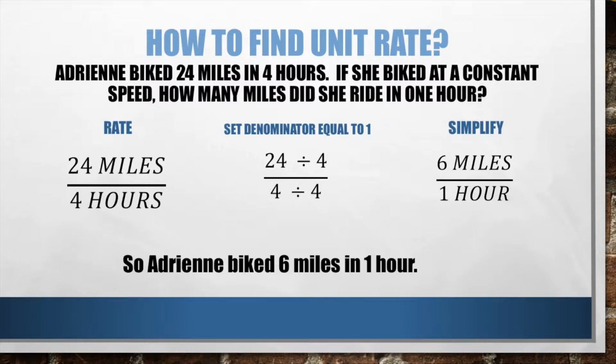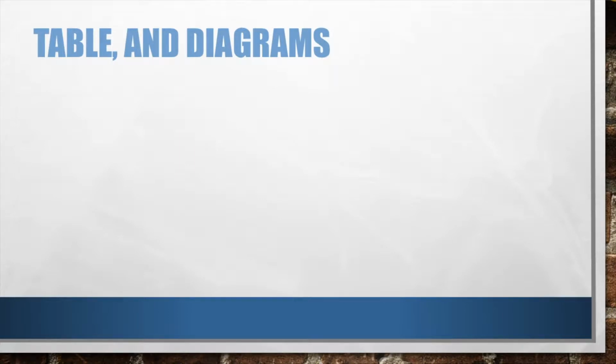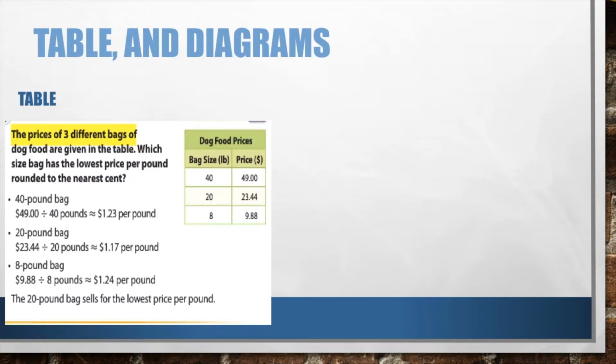Easy enough, straightforward. So our focus stated tables and diagrams as well as everything that we talked about. So what does a table and diagram look like? I haven't shown you that yet. Well, I'm pulling this straight from the book. The first example I have here is a table. The example says the price of 3 different bags of dog food are given in the table. Which size is the lowest price per pound? Round to the nearest cent.